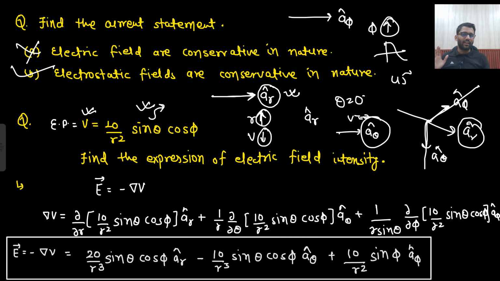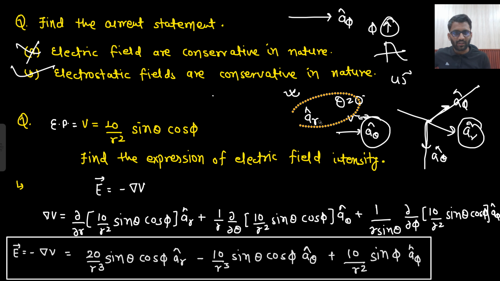Where r increases, your V is going down. That means plus a_r cap. Where theta increases, your V is going up. That means minus a_theta cap. Where phi increases, your V is going down. That means plus a_phi cap. So in a good interview, these kinds of questions can come your way. Okay, what is the meaning of that negative sign?